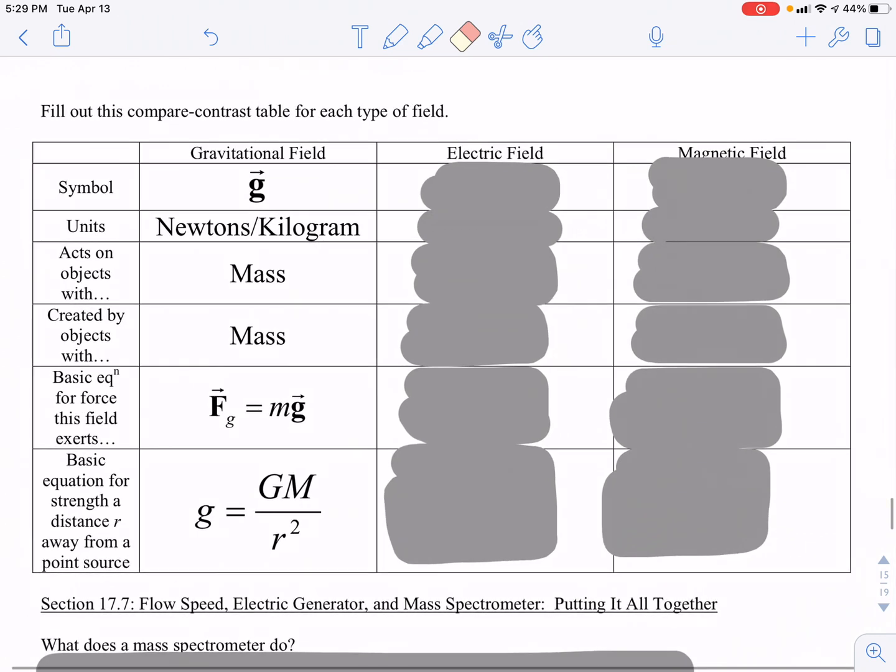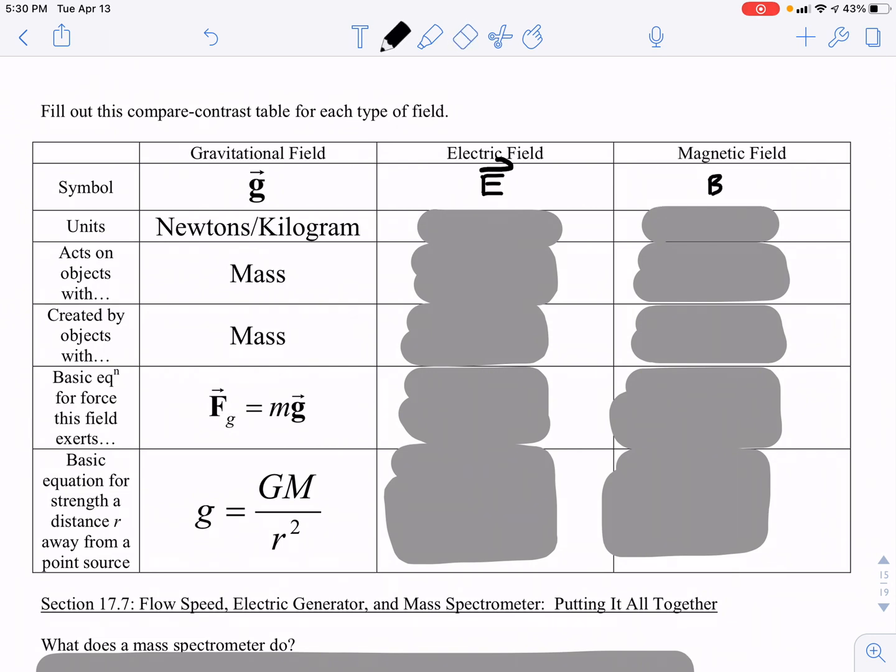Please make your way to page 15. And we have a compare and contrast table between gravitational fields, electric fields, and magnetic fields. Okay, symbol-wise, gravitational field is noted as the acceleration due to gravity. It's the same symbol, g. Well, the electric field symbol, which is also a vector quantity, is denoted with a capital E, and the magnetic field is denoted with a capital B.